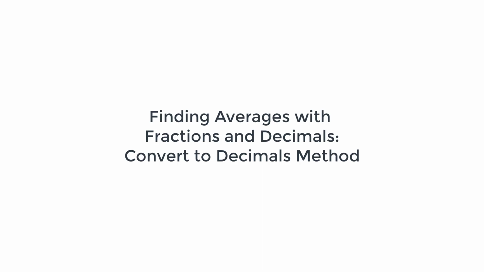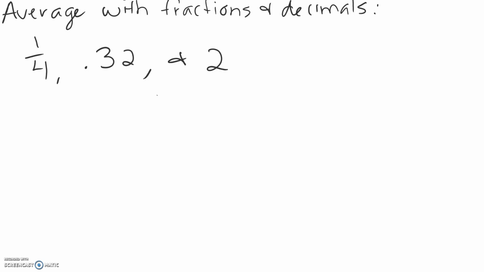You may have guessed the other method that you can use when finding an average with fractions and decimals is to convert everything to decimals instead of fractions. Now, one caution, this will not work every time. There are fractions that can't become even decimals.